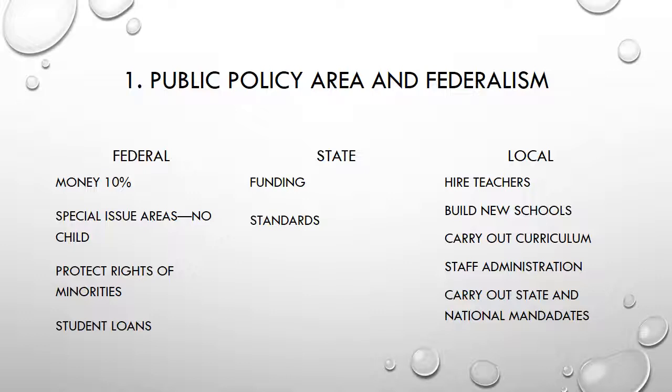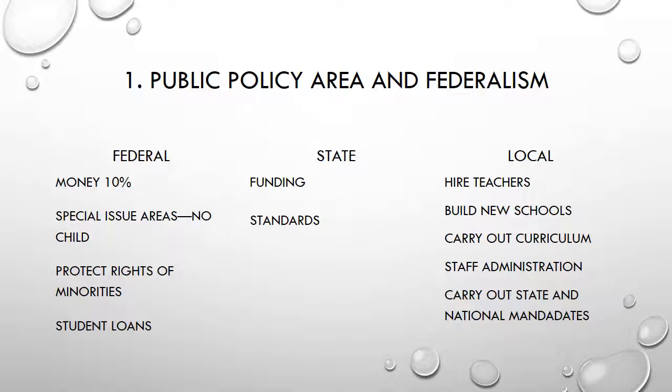Well, when you look at this diagram here, fundamentally, education is a local function. The federal government has a kind of limited role. They give some money, approximately 10% of the budget that goes to education comes from the national government. It used to be bigger, but not anymore.